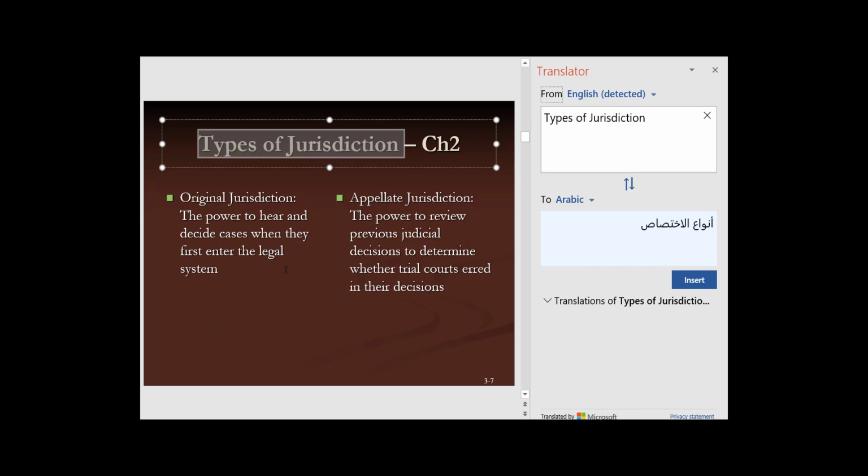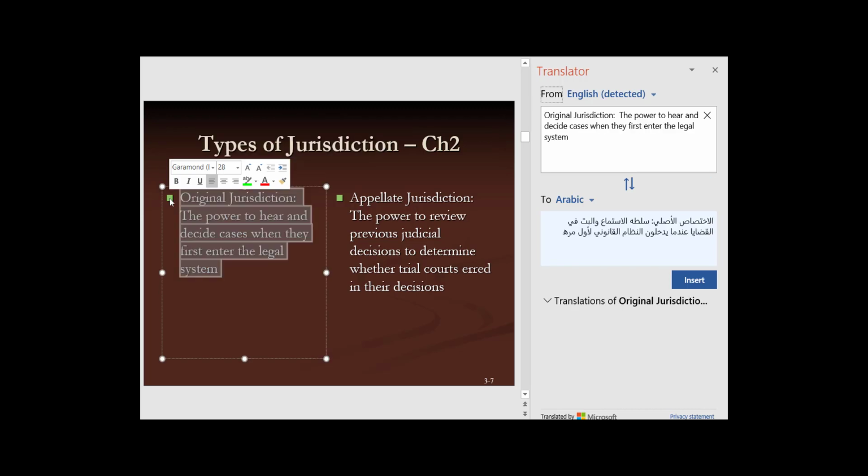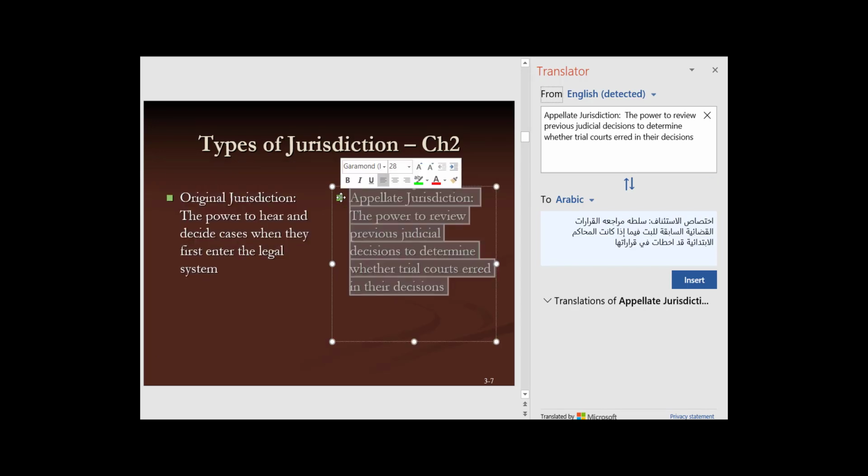So now we move to chapter 2, and there's going to be some of this, and this is going to be multiple choice of true or false. The difference between these two, you got to know this, original versus appellate. You're going to lose a point if you don't know this. They're going to ask you, the definition is the power to hear and decide cases. When they first enter, remember first, that's what it's going to be. It's original. An appellate will be the other. So if you know your original, then you'll know appellate.